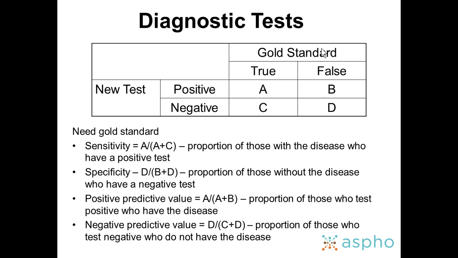Specificity, you go up and down again. It's the proportion of those without the disease who have a negative test. It's D over B plus D. Predictive values go the opposite way, go across. So your positive predictive value is A over A plus B, and your negative predictive value is D over C plus D. It's the proportion of those with a negative test who don't have the disease.